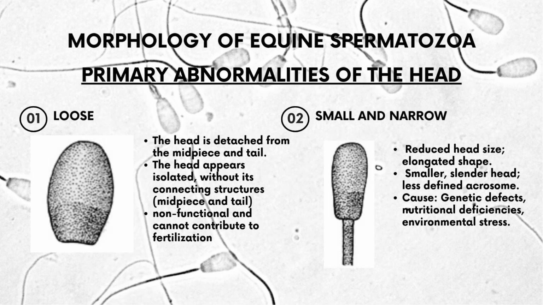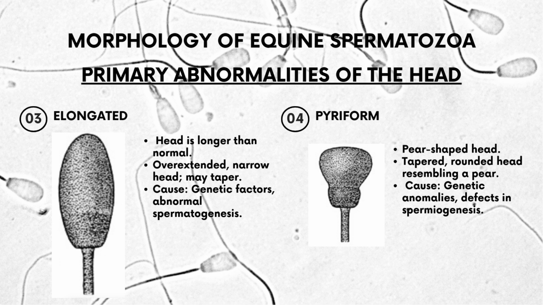When considering head abnormalities in spermatozoa, there are several types to be aware of. A loose head is one that has detached from the midpiece and tail. Without these essential connecting structures, the sperm becomes non-functional and cannot contribute to fertilization. Small and narrow heads are characterized by reduced size and an elongated shape. These abnormalities often result from genetic defects, nutritional deficiencies, or environmental stress.